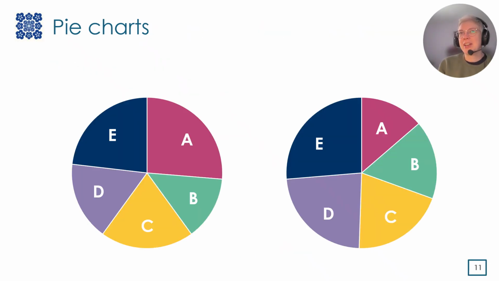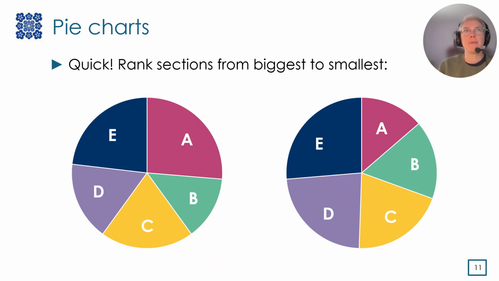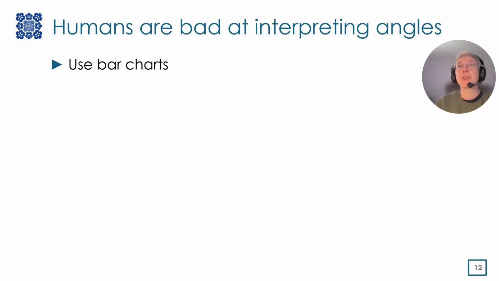Okay, pie charts. Let's look at pie charts. Tell me really quickly, can you rank the sections from biggest to smallest in each of these graphs? This is again one of those things that if I want to rank them, I need to spend a considerable amount of time, and it's not super clear either. Is B bigger than D, or is it smaller than D? Not obvious. Why? Because humans are bad at interpreting angles. So a pie chart is not an efficient format to carry information when you have several categories.